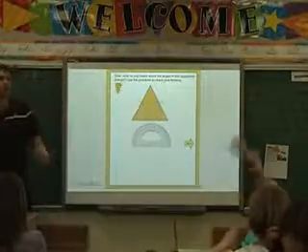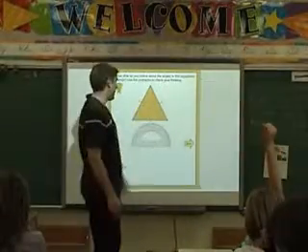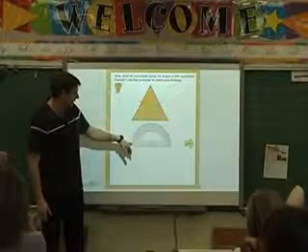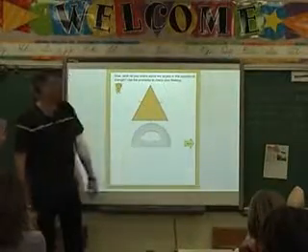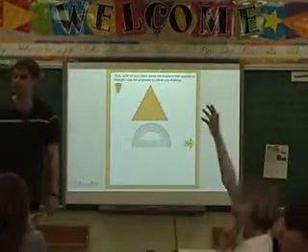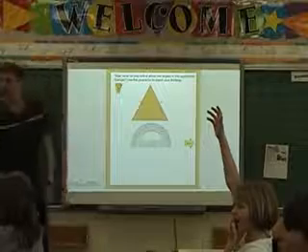Let's check out what's the deal with the angles in an equilateral triangle. It's a little bit fuzzy. I might try and make it a little bit bigger, but it's not too bad. You can still kind of see. So let's see here. Riley, could you pick the next person to come up?